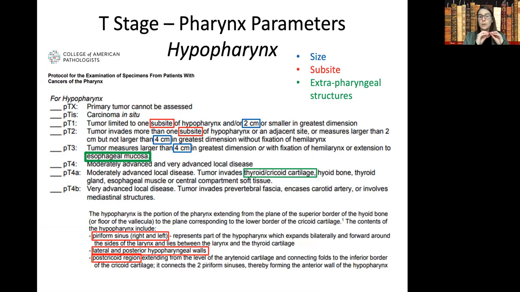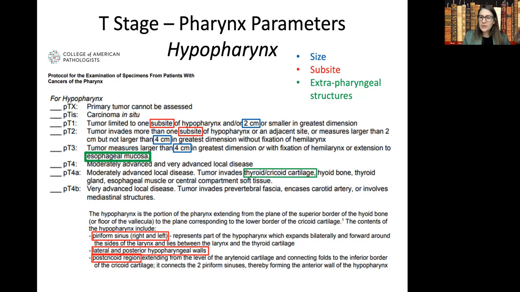These tumors are staged both by size and by involvement of the various subsites, which are highlighted in red, as well as extrapharyngeal structures like thyroid or cricoid cartilages, esophageal mucosa, etc. So the subsites of the pharynx are, as you can see here, the bilateral piriform sinuses, the lateral and posterior hypopharyngeal walls, even that postcricoid region right behind the larynx.